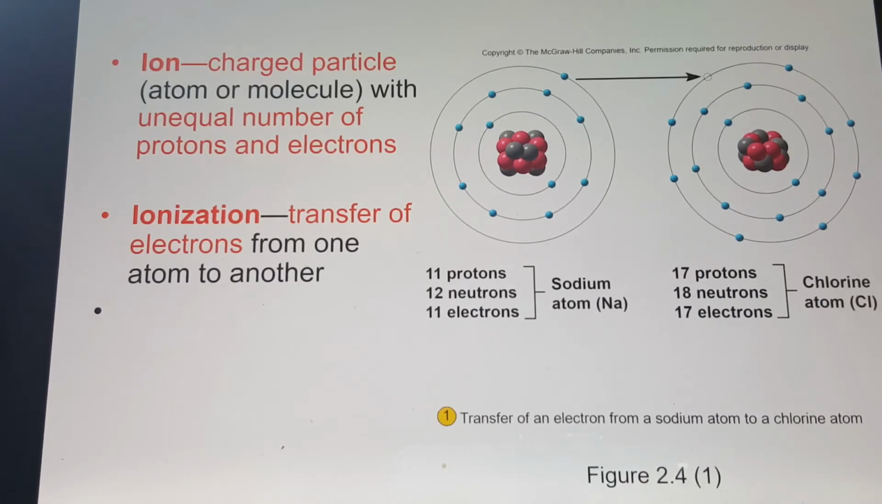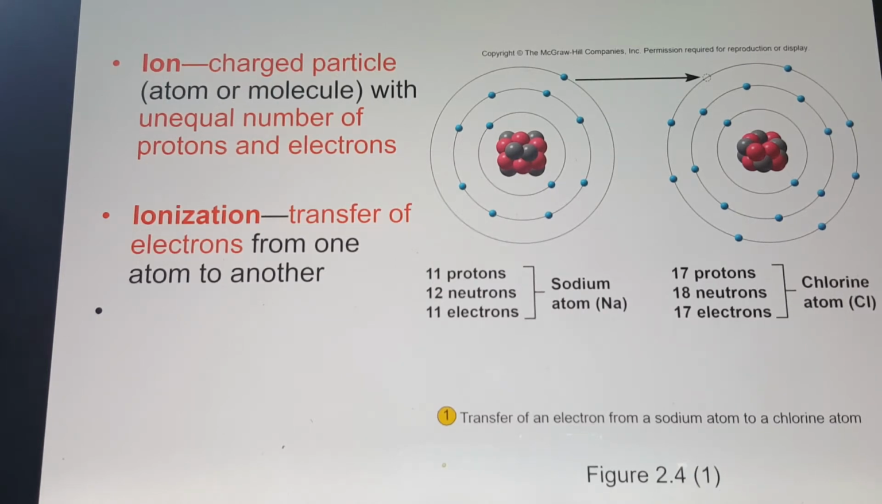Okay, so with our atoms, they can give away electrons or they can receive electrons. When they do that, it's called ionization, a transfer of electrons. When an atom gets rid of or adds an electron, it becomes an ion, so it is a charged particle.